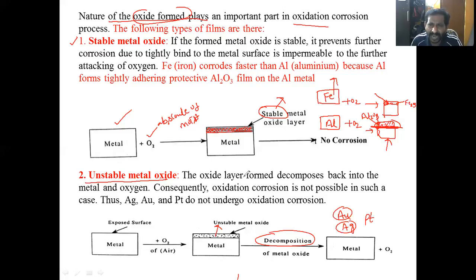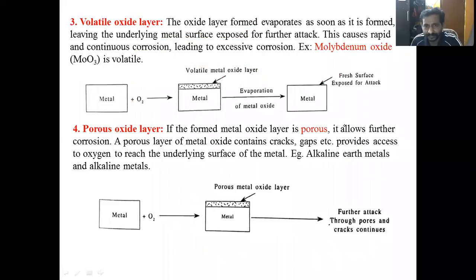Okay. Coming to another type we discussed, the volatile oxide layer. Remember, another one is the volatile oxide layer, where the obtained metal oxide is volatile. The metal reacts with oxygen at either higher or lower temperature, in the absence of moisture, and the metal oxide layer is obtained. The metal oxide layer is volatile. What is the meaning of volatile? Volatile means easily evaporated. So once again the obtained metal oxide is easily evaporated.